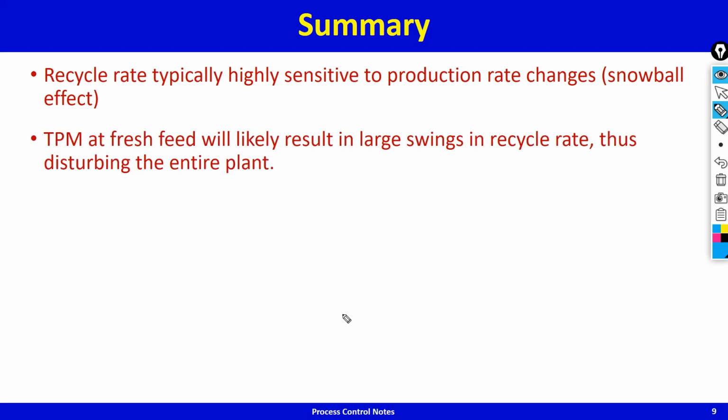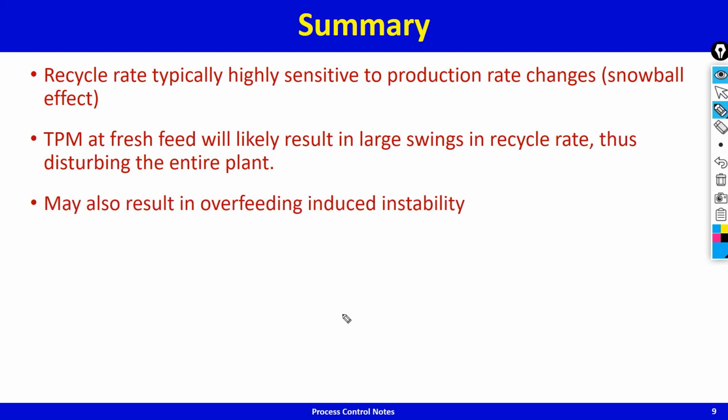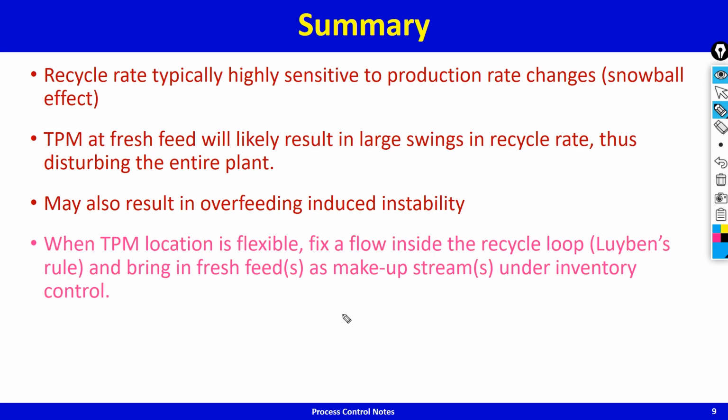And if we have our throughput manipulator at the fresh feed to such a process, it will result in large swings in the recycle rate, thus disturbing the entire plant. It may also result in overfeeding induced instability, where you are eating more than you can digest and the undigested material simply builds up in the recycle loop.